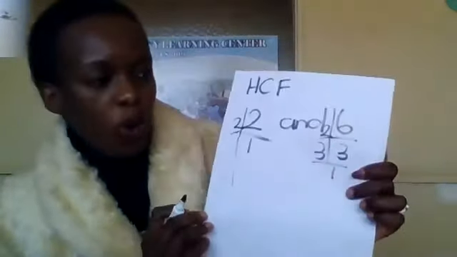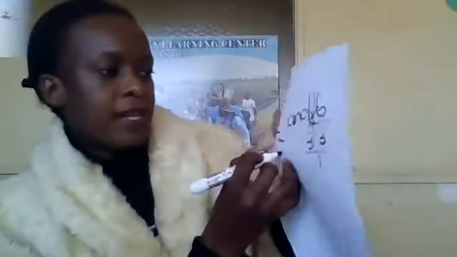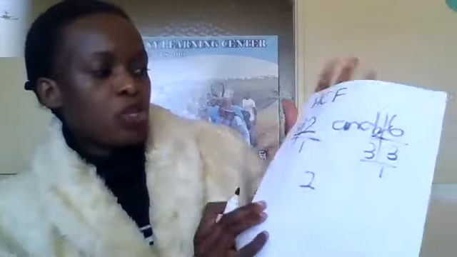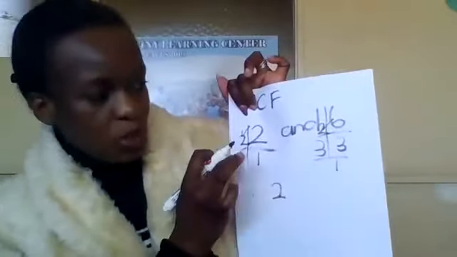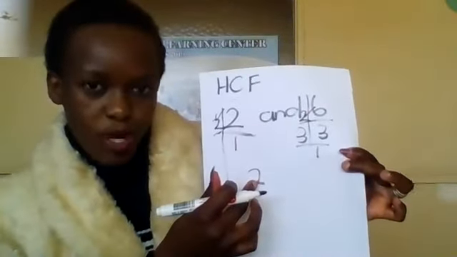So to get your highest common factor, we use the ticking method. We tick, I have the 2 here and the 2 there, right? Then that is a 2. Here there is no other number to tick. We only have a 3. There is no other 3 here. So the highest common factor of 2 and 6 is a 2. That is how you do the highest common factor.